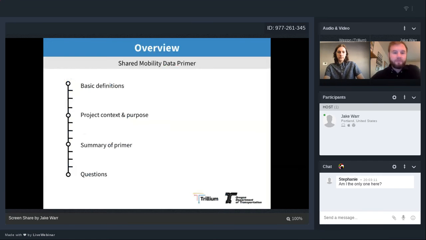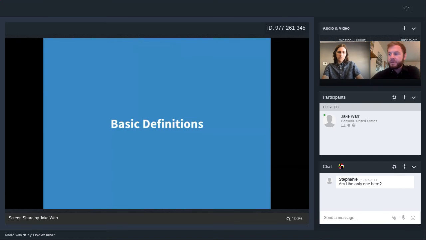So the overview of where we'll go on this webinar journey today: we're going to give some basic definitions as a starting point, just so we're all on the same page about what we're talking about when we refer to shared mobility data. We'll give you the context of this project, why it came about, and what it's meant to do. We'll give you a summary of the actual document, the primer, and then we'll take some questions at the end.